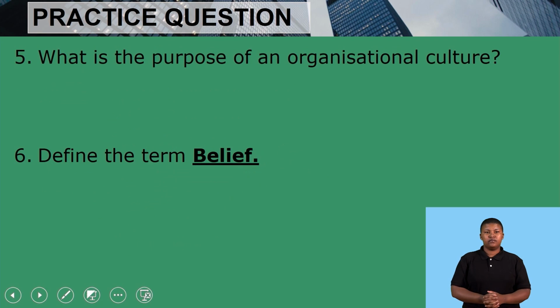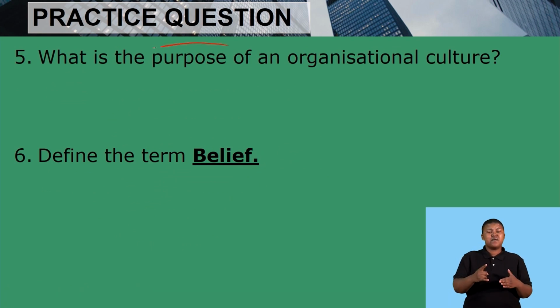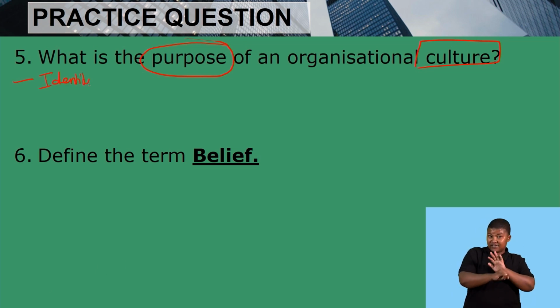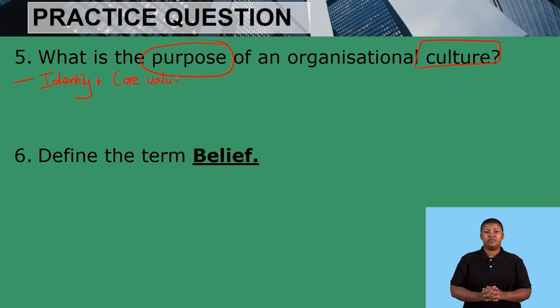Okay, let's see what it says. Question 5 is, what is the purpose? Purpose states that, what is it for? Why do we need an organizational culture? Now, our organizational culture shows us the identity and the core values of the business. If we have a strong identity and core values, our employees can be ambassadors for our business.